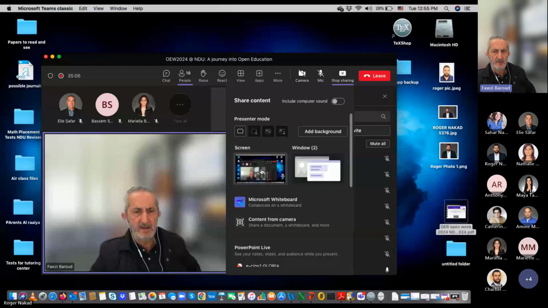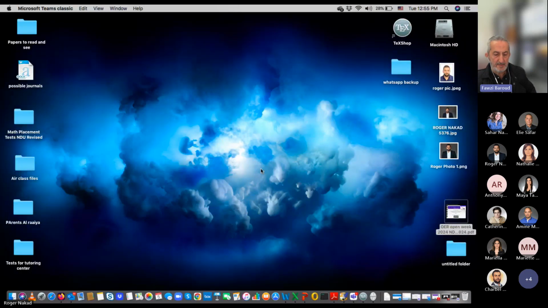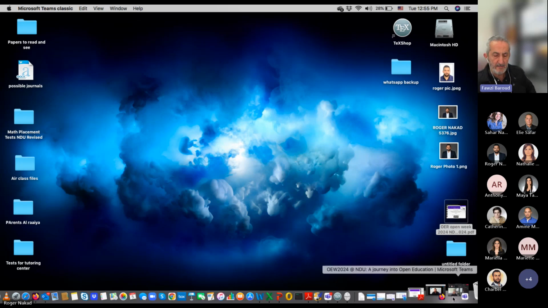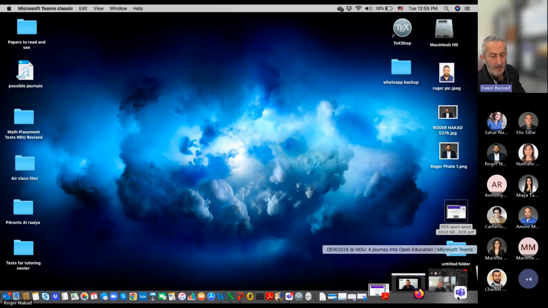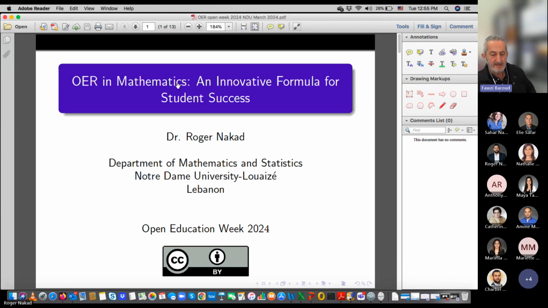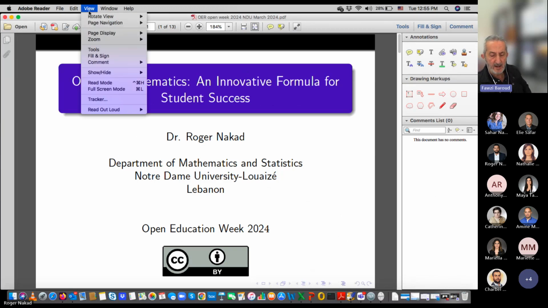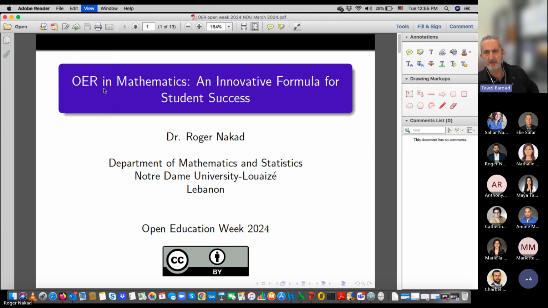So now moving to our second speaker, Dr. Roger Nakad. He is the Dean of the Faculty of Natural and Applied Science, and previously the chairperson of the Mathematics Department. He will take us through the dynamic landscape of OER in the Mathematics Department, and he will shed light on innovative practices and the far-reaching benefits of open education. The floor is yours, Dr. Roger.